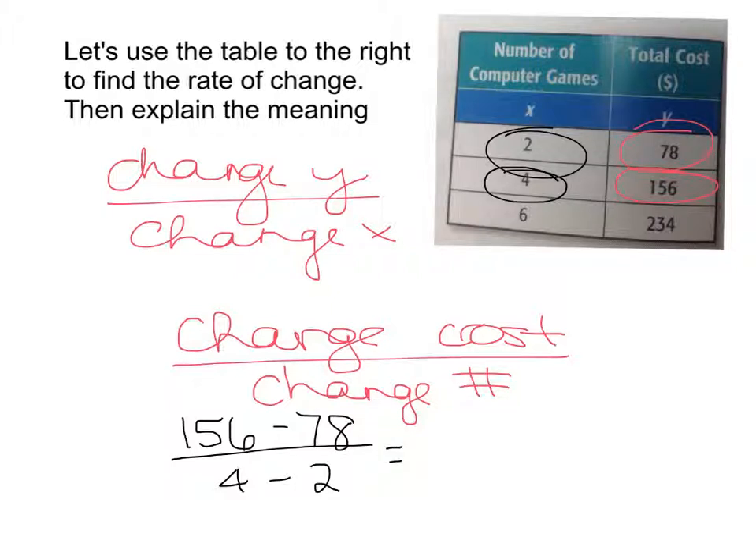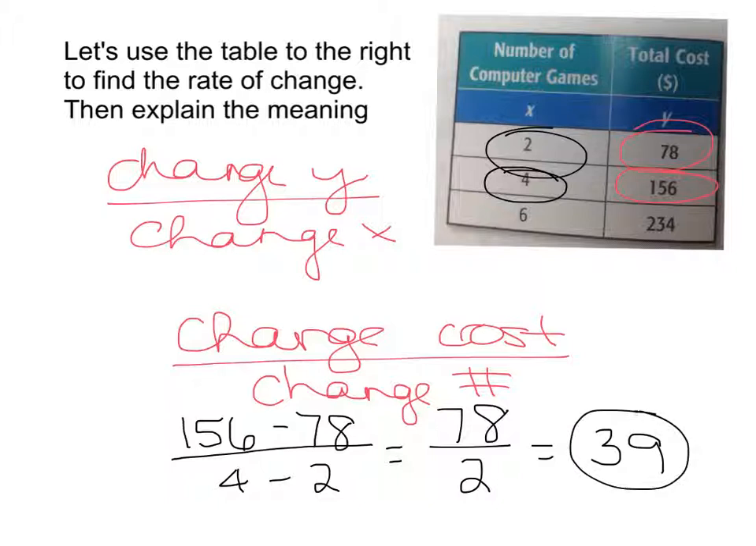So 156 minus 78 is 78. 4 minus 2 is 2. So this comes down to 39. So that means that the rate of change is 39, or that means that each game, so one game, is $39. So this is increasing each time by $39 per one game. For 2 games, it's increasing by 78. But for one game, it's increasing by $39.